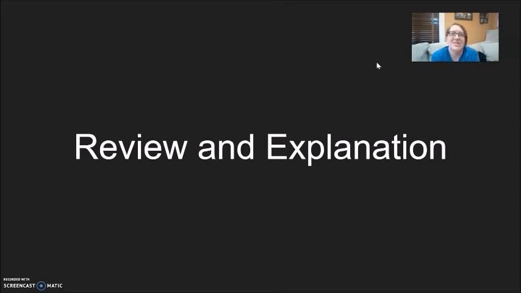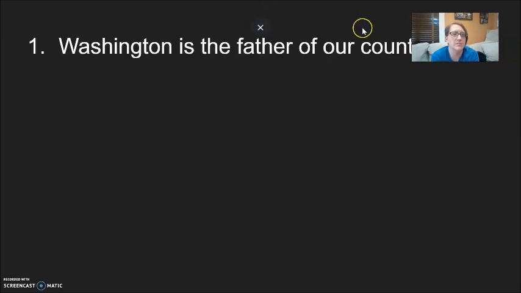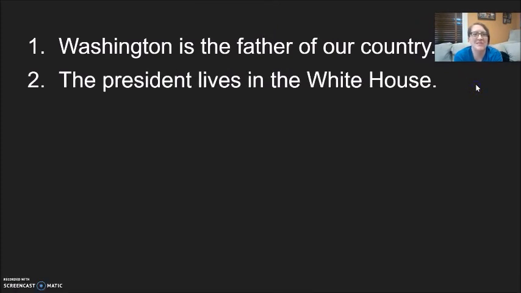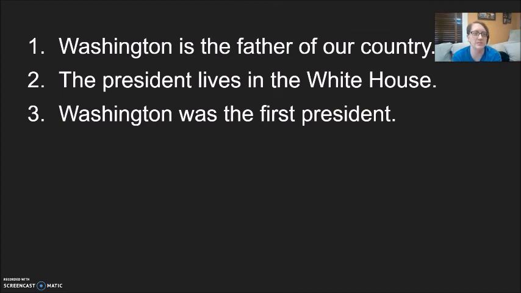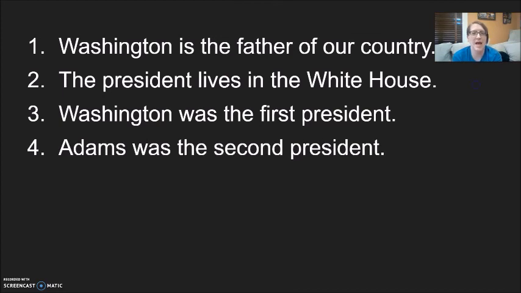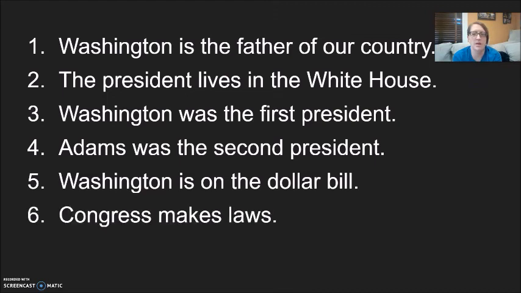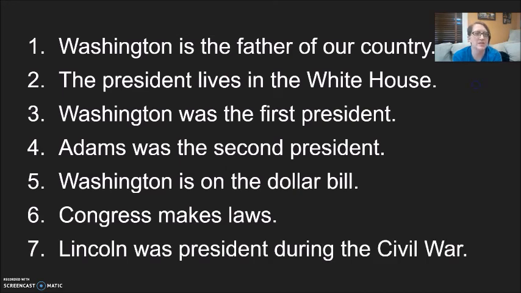Let's review the sentences. Again, check your spelling, but it doesn't need to be perfect. As long as your word is close enough, it will be accepted. Washington is the father of our country. The president lives in the White House. Washington was the first president. Adams was the second president. Washington is on the dollar bill. Congress makes laws. Lincoln was president during the Civil War.